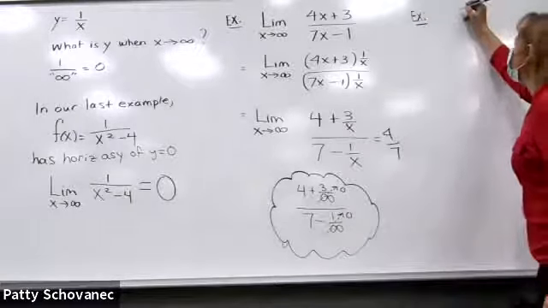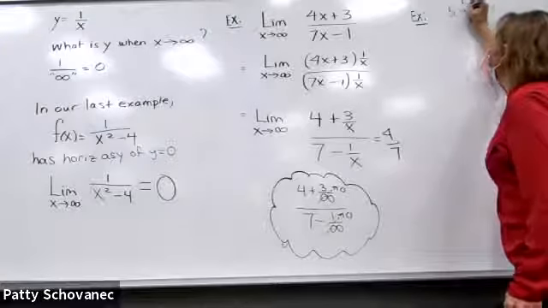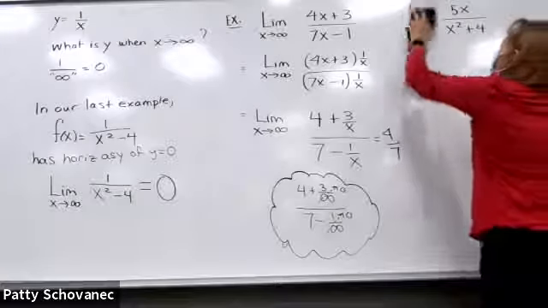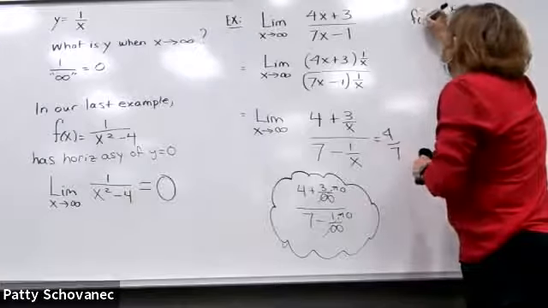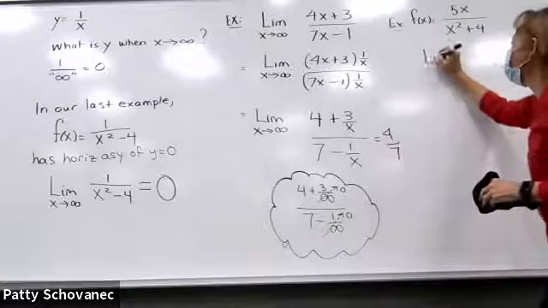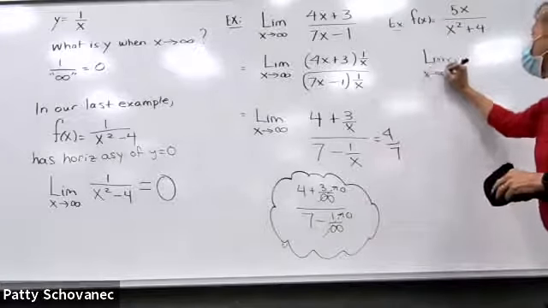Let's look at 5x divided by x squared plus 4. We should call that f of x. I want to know the horizontal asymptotes. I take the limit as x goes to infinity.